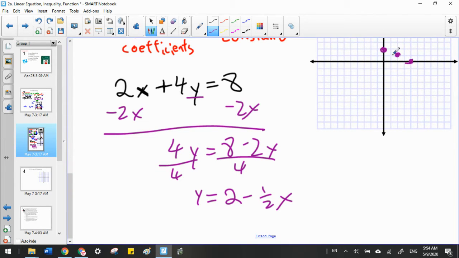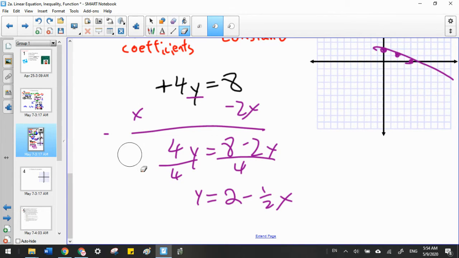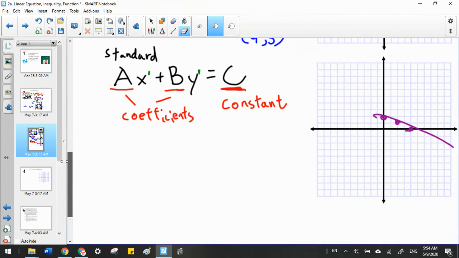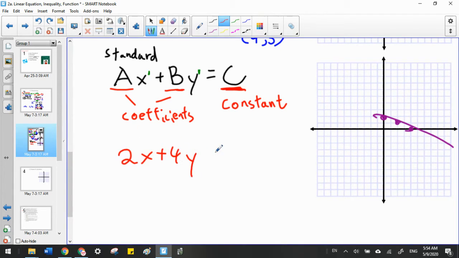But we're not really trying to do all that. We're trying to get through this as quick as possible, and rather than turning it into a different form and then graphing based on that form, I'm going to show you a different way to do it. And I believe it was 2x plus 4y is equal to 8.